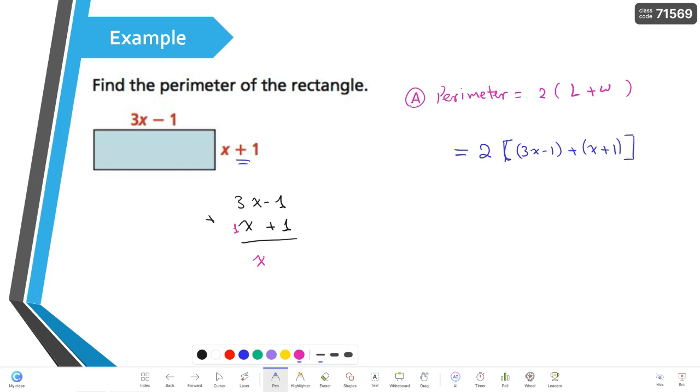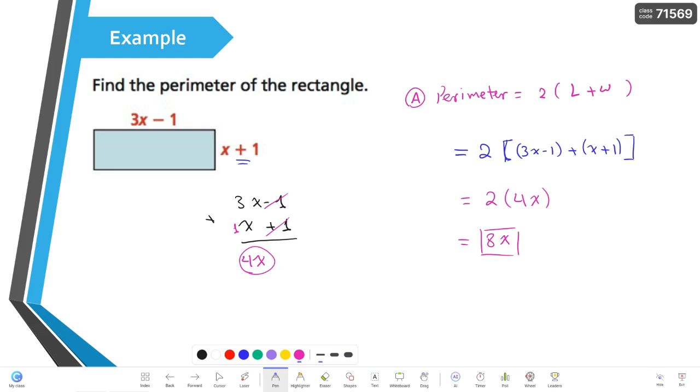So we have 3 plus 1, which is equal to 4x. And then we have negative 1 and positive 1. So we can cancel them together. So we're going to be left with 4x. So the sum of the two sides is equal to 4x. So we need to multiply this by 2. So how do you multiply this? We just need to multiply the 2 by the coefficient of this variable. So this would be 8x. So this is how we express the perimeter of this rectangle.